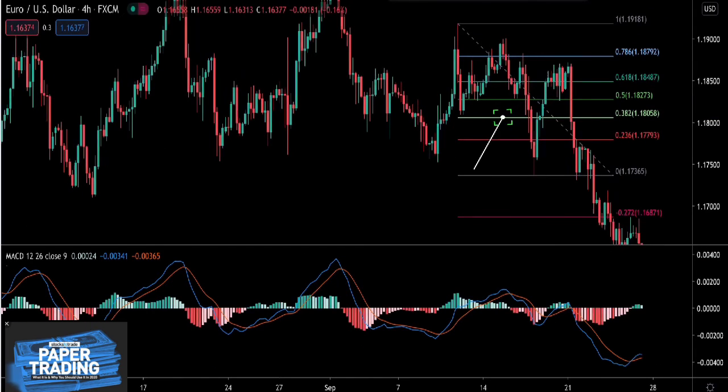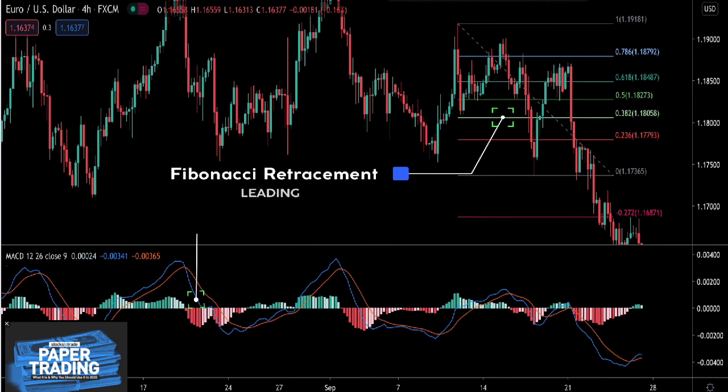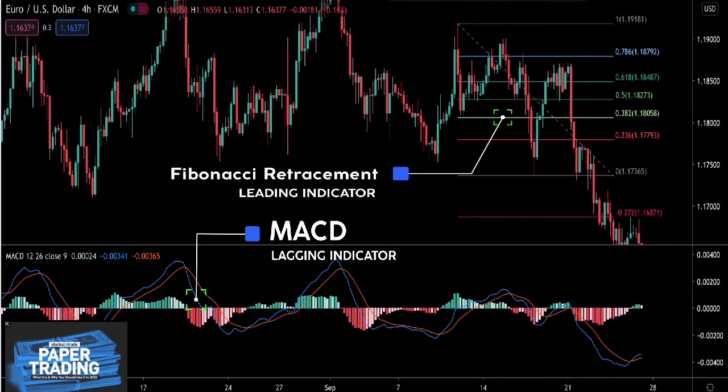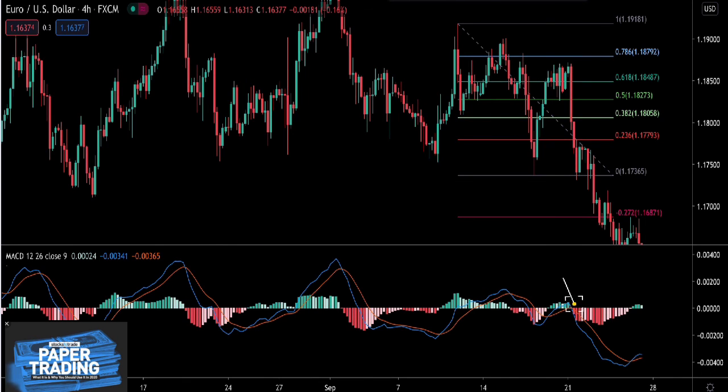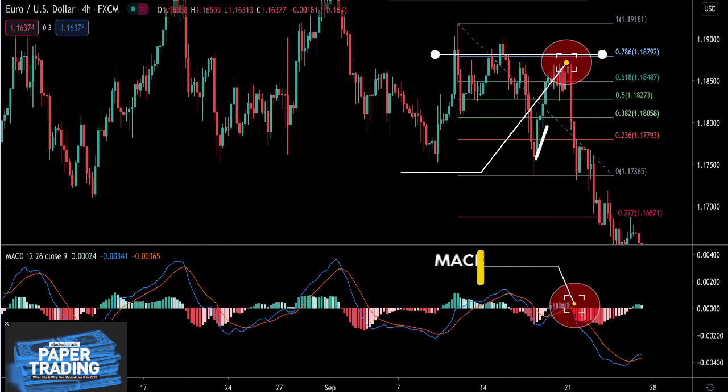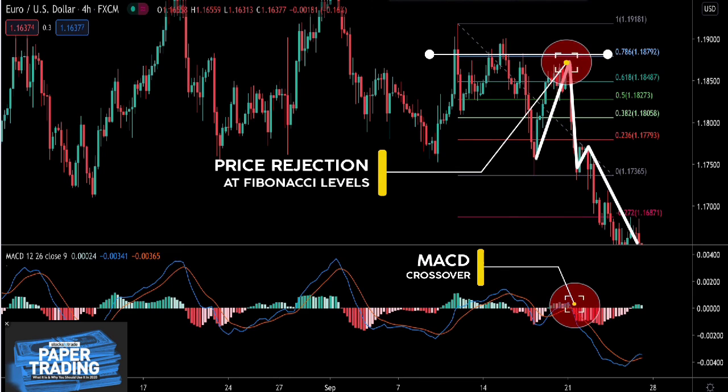Alternatively, you can consider using a Fibonacci retracement and an oscillator like the MACD. Again, you can see that the pattern is the same. You always pair a leading and a lagging indicator side by side. You can enter after the MACD shows a crossover when price rejects an important Fibonacci level. As mentioned, you want to try to find the proper balance between leading and lagging indicators to improve the odds of your trade.